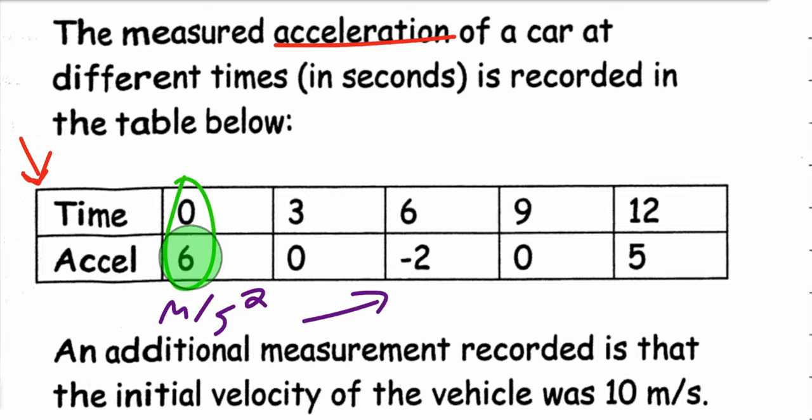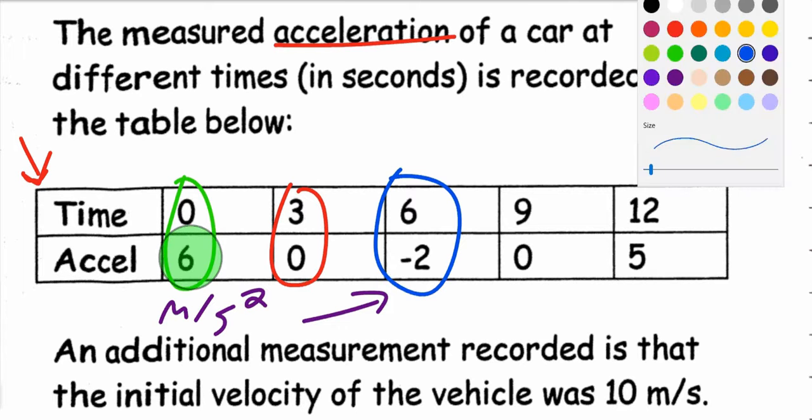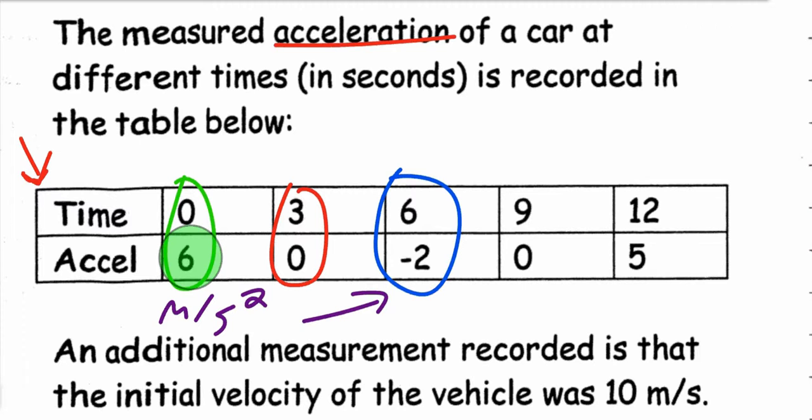At time t equals 3, it's going 0 meters per second squared as acceleration. At time t equals 6, its acceleration is negative 2 meters per second squared. Then at time t equals 9, it's back to 0 meters per second squared. And finally, at time t equals 12, it's 5 meters per second squared.